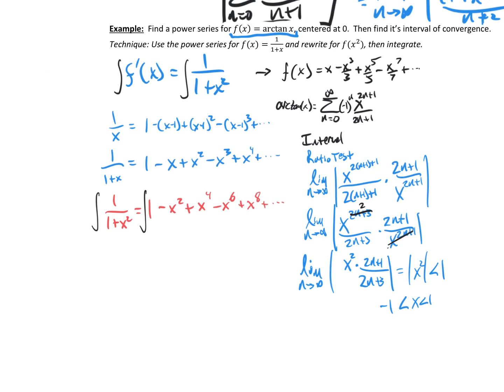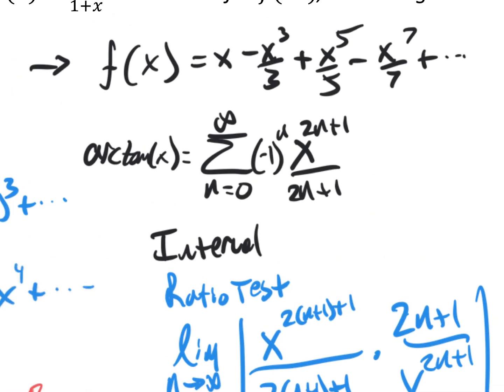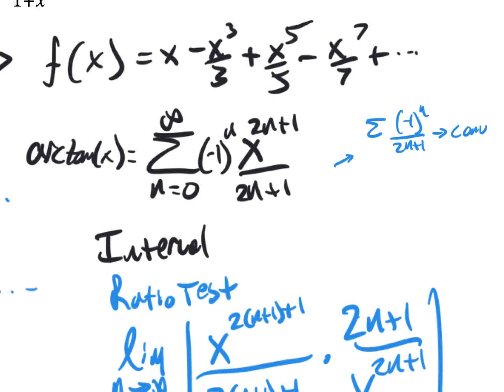Let's check our endpoints, 1 and negative 1. So when x is 1, we're going to have the sum of negative 1 to the nth over 2n plus 1, and that converges. When x is negative 1, well, we get negative 1 to the 2n plus 1 power, so that would be times another negative 1 to the nth. We're going to get the sum of negative 1 to the 3n plus 1 power all over 2n plus 1.